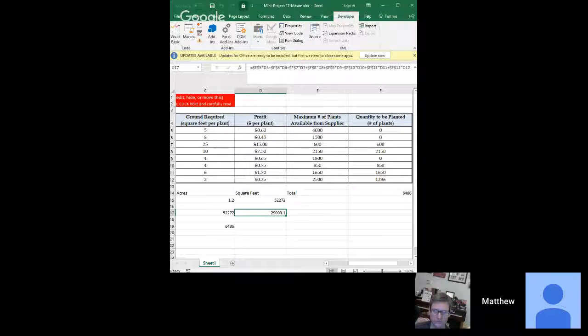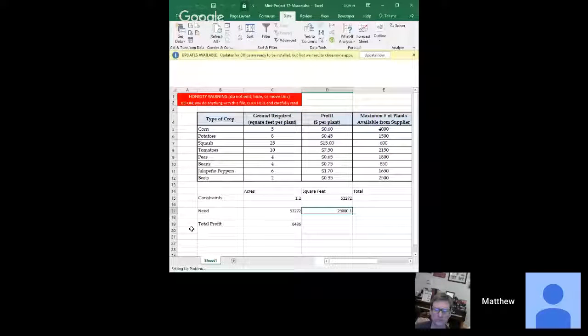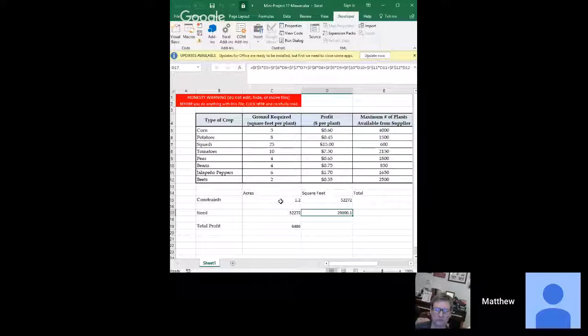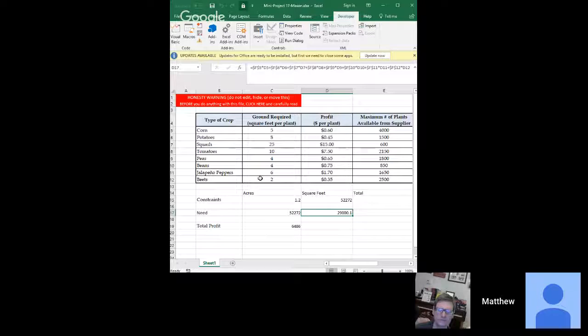Let's see. And then I think on the third one, when it talks about an input cell for the acreage, that's where you can come back to this section where the constraint is. I simply typed in 1.2, but once I get my dashboard up, I'm actually going to link it to the input that the people want. So then it will change the square footage, which in turn would change the solver. Sounds good to me. Yep.